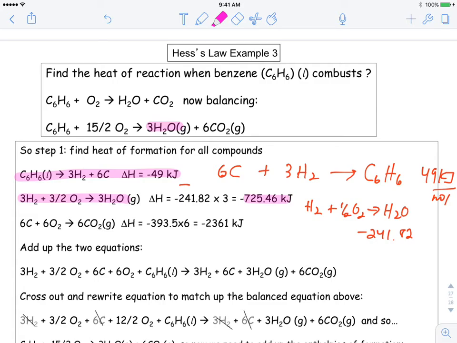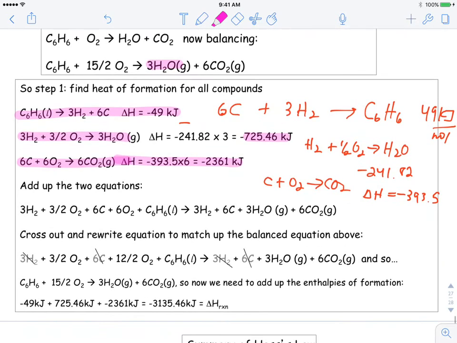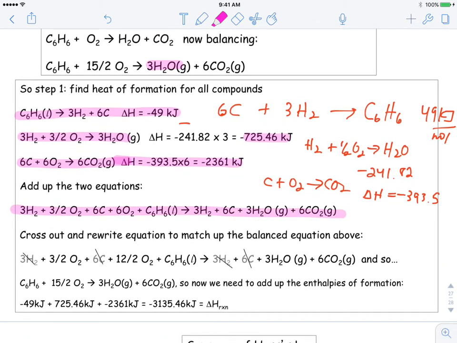And then finally CO2, again the reaction starts as C plus O2 yields CO2, except now I multiplied it by 6. This delta H was negative 393.5. But again, just to show you here, I multiplied it by 6. I multiplied the delta H by 6. I got the total. I add up the 3 highlighted equations, and I get this. I cross out the like terms and get my balanced reaction. I add up my delta H's and get my overall.